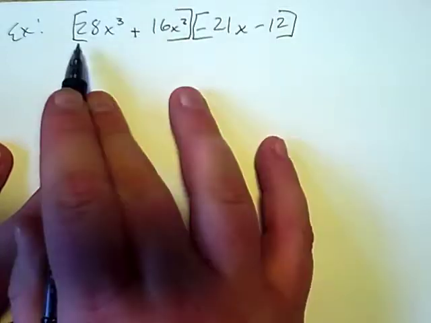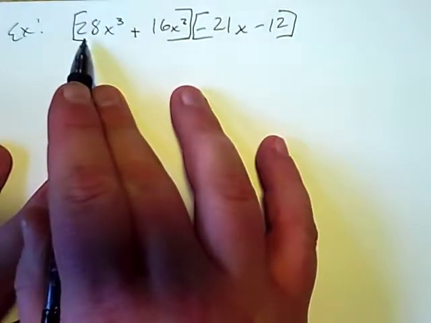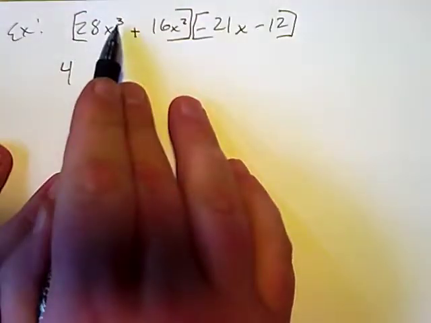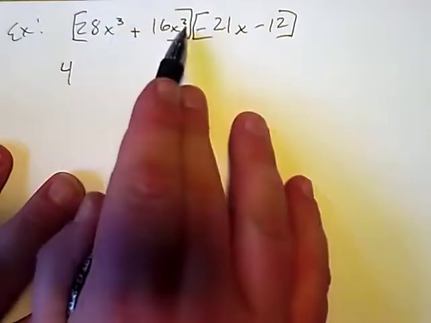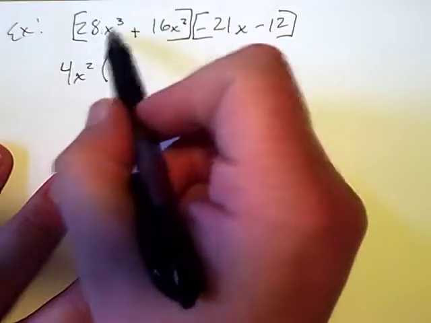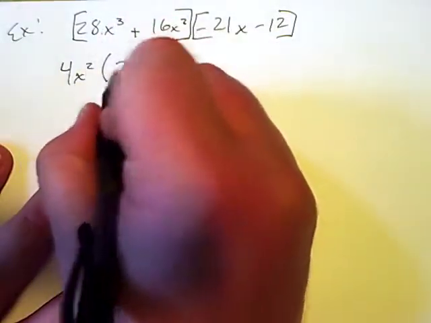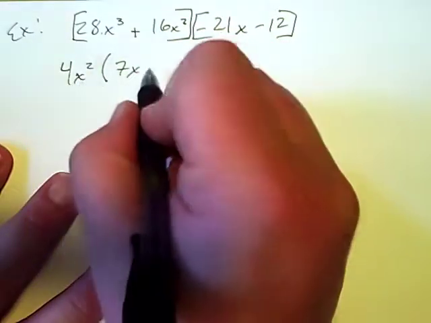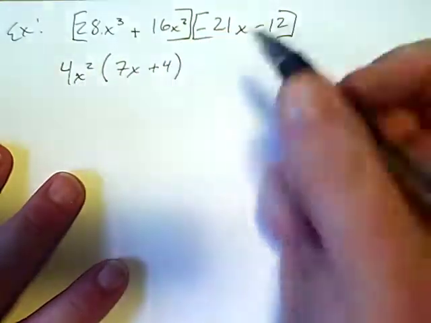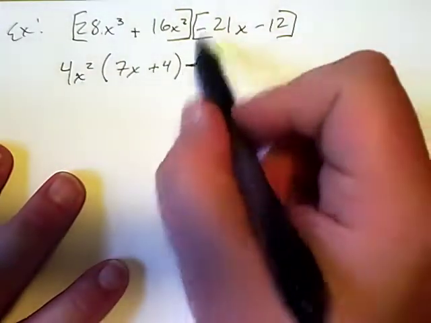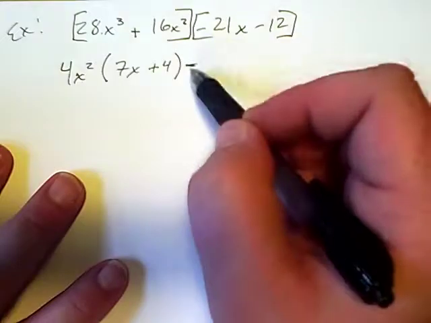Alright, between my first group, 28 has a 7 and a 4. 7 does not go into 16, but 4 does. So I can bring a 4 out. X to the third, x squared. The smallest exponent would be a 2, so I'm going to bring the x squared out. So 28x to the third divided by 4x squared leaves me with 7x. 16x squared divided by 4x squared leaves me with a positive 4. Now, since that sign is negative, I know I have to bring out at least a negative, right? That sign's always going to come with it.